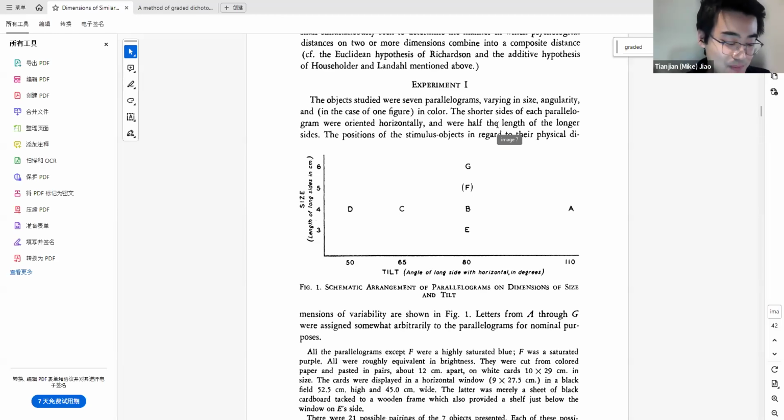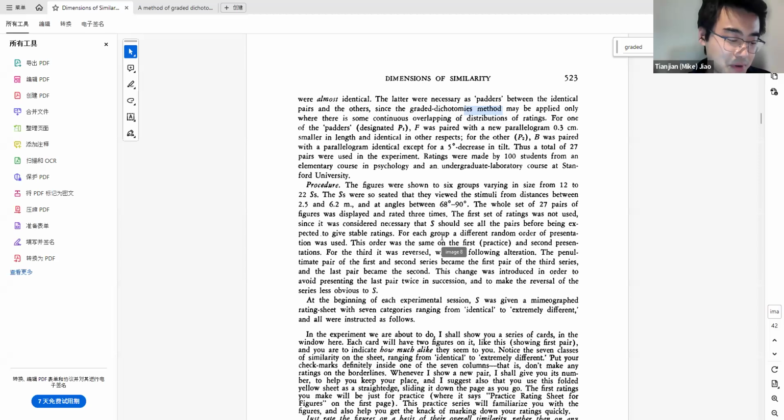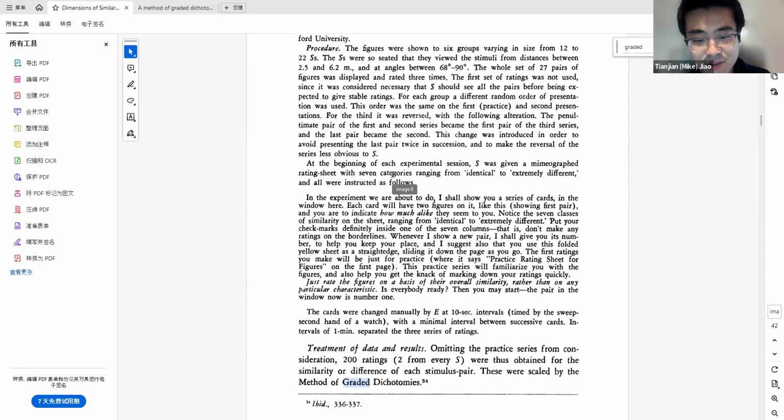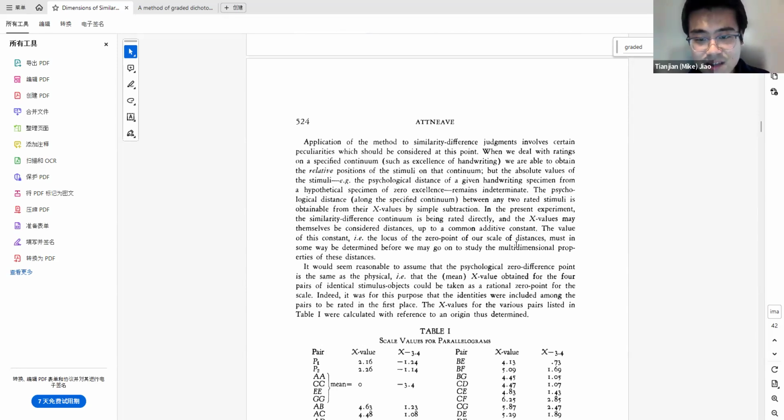Then they applied an analysis methodology called the graded dichotomies to calculate the psychological distance between each pair using the ratings. Now, the author did not describe how it is done in this paper, but he did cite another paper. I have taken a short look, but I will not go into too much detail here. This is the graded dichotomies. Now, this is the result.